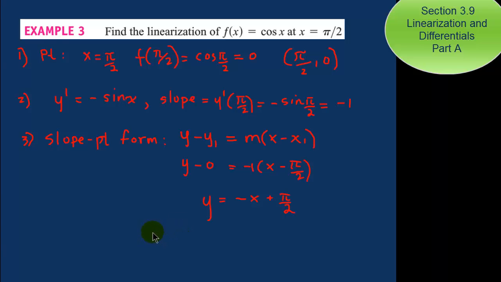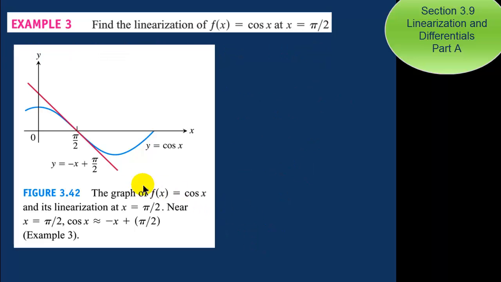So what we can say now is that at x equal to pi over 2, cosine of x is approximately equal to negative x plus pi over 2. And here is our equation y is equal to negative x plus pi over 2, and you see that it's just a diagonal line that's sloping down, and it's a linear function, and of course that's where it's passing through the x-axis at pi over 2, 0. And in a localized area, the line is approximately equal to cosine of x.